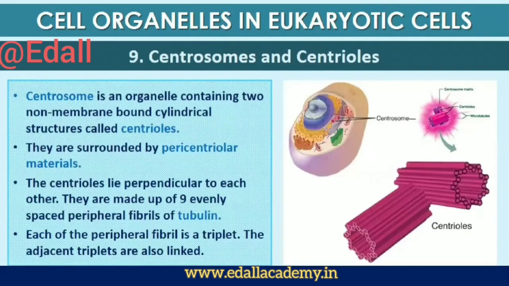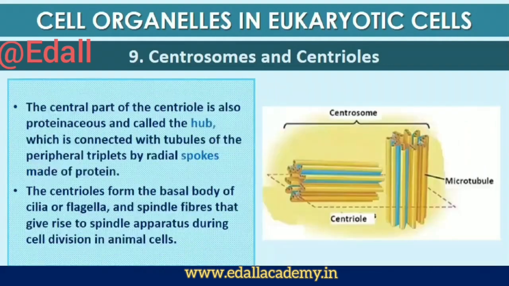8.5.9 Centrosome and Centrioles. Centrosome is an organelle usually containing 2 cylindrical structures called centrioles. They are surrounded by amorphous pericentriolar material. Both the centrioles in a centrosome lie perpendicular to each other, in which each has an organization like the cartwheel. They are made up of 9 evenly spaced peripheral fibrils of tubulin protein. Each of the peripheral fibrils is a triplet. The adjacent triplets are also linked.